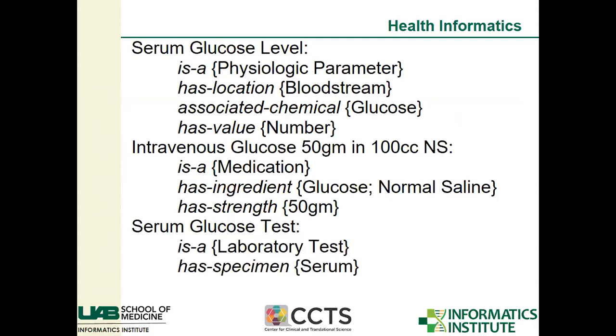And then just like fruit and fruit salad and flavors, you can represent a serum glucose level as a physiological parameter. The location is a bloodstream. The associated chemical is glucose. And you can follow each one of those paths. The bloodstream is a very specific thing that has very specific relationships with other things. Glucose is a very specific thing. All chemicals can be associated with very particular entities in medicine. And you begin to have a more discrete, descriptive understanding of those concepts.